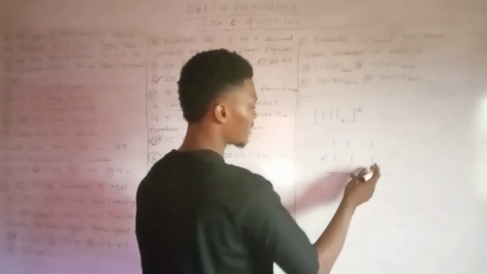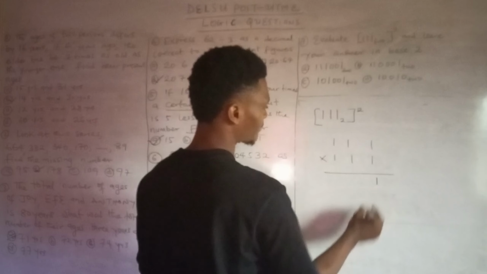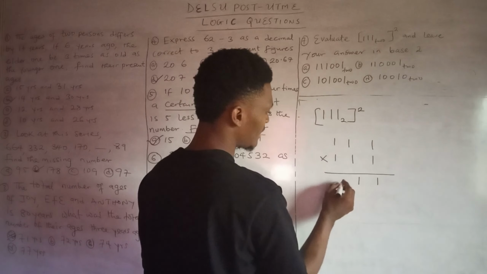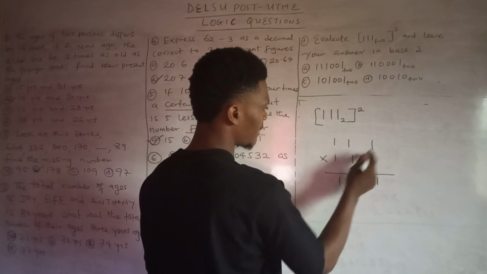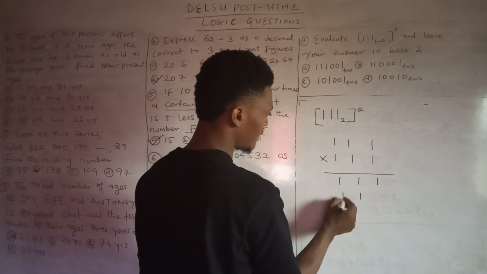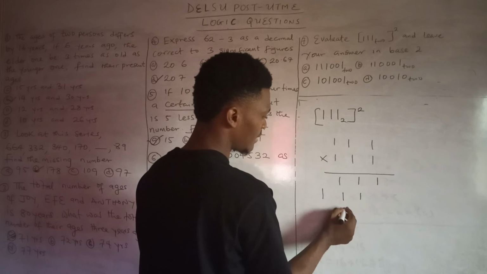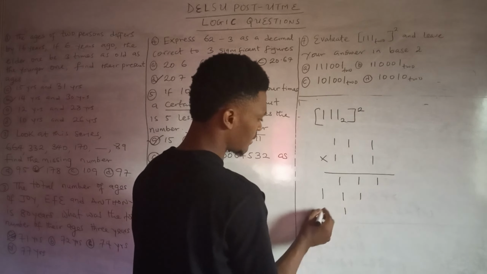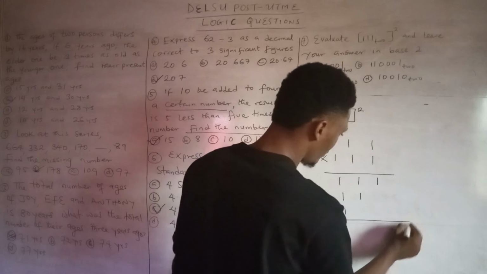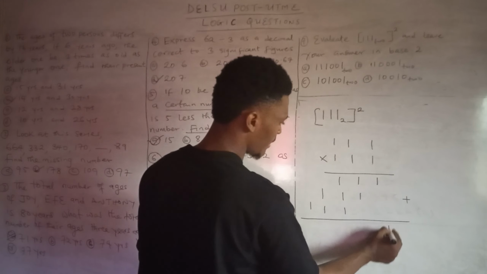You just follow suit. So 1 times 1 is 1. 1 times 1 is 1. 1 times 1 is 1. Then this other number, 1 times 1 is 1. 1 times 1 is 1, and 1 times 1 is 1. Then the last one, 1 times 1 is 1. 1 times 1, 1, and 1 times 1, 1. So when you sum up from here, then 1, there's no number there.